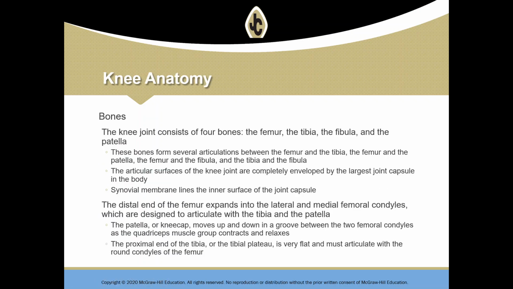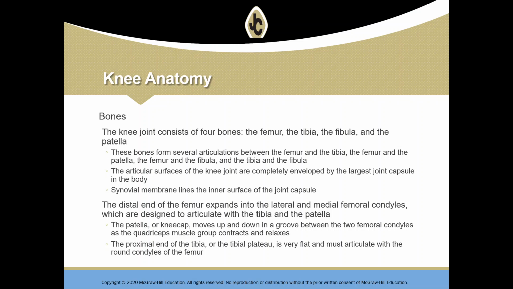Alright, knee anatomy. So the knee joint has 4 bones: the femur, the tibia, the fibula, and the patella. These bones have several articulations between the femur and the tibia, between the femur and the patella, between the femur and the fibula, and the tibia and the fibula.